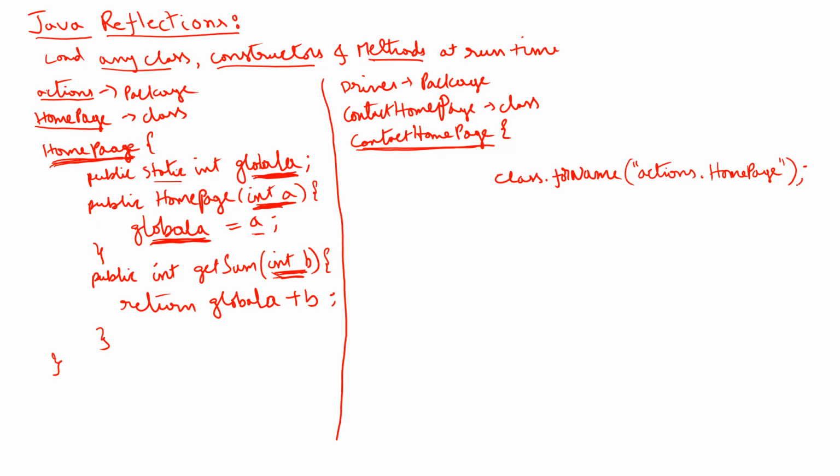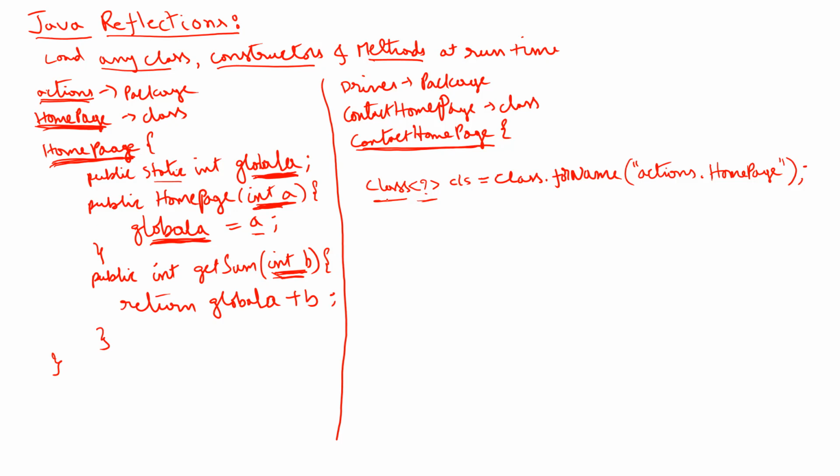So now this class homepage will be loaded and it returns an object of the type class. Let's say the object name is CLS. This returns an object of the type class. And what we have to do is put two angular brackets here and use a question mark, which means this class can be of any type.